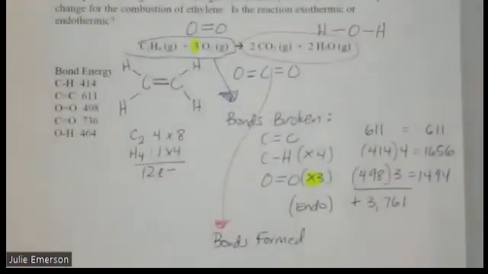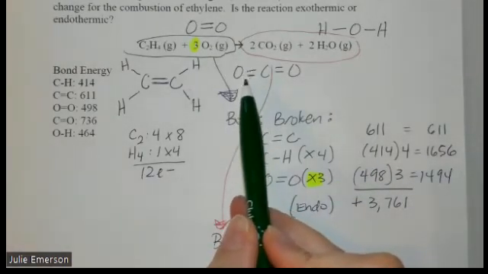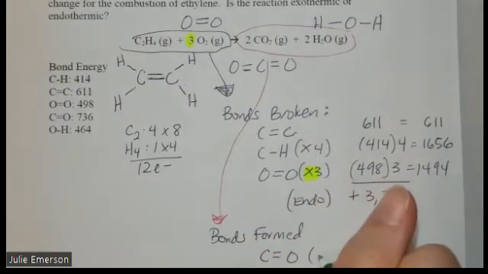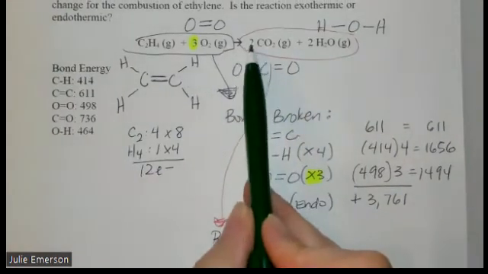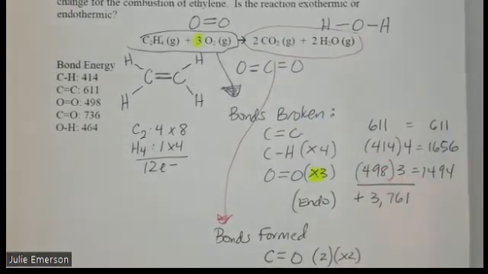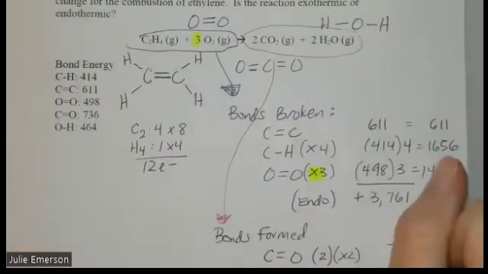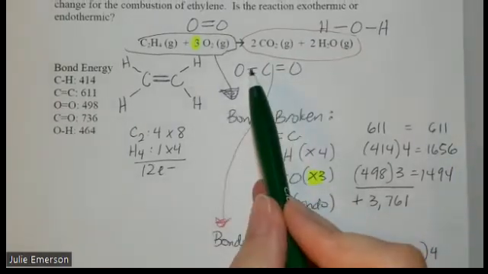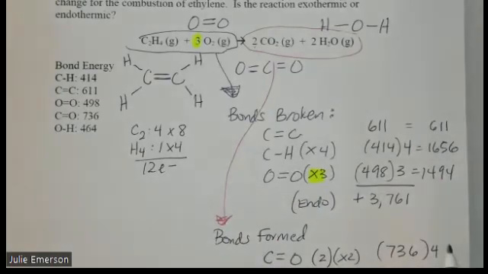All right, so on the product side, we formed a carbon-oxygen double bond, but I had to have 2 per molecule, right? So 1, 2, and the coefficient of 2. So then I got to do times 2 again. So the carbon-oxygen double bond of 736 is actually going to be times 4, right? Because we need to form this 1, 2 times 2. So 2 times 2 is where I'm getting a total of 4.